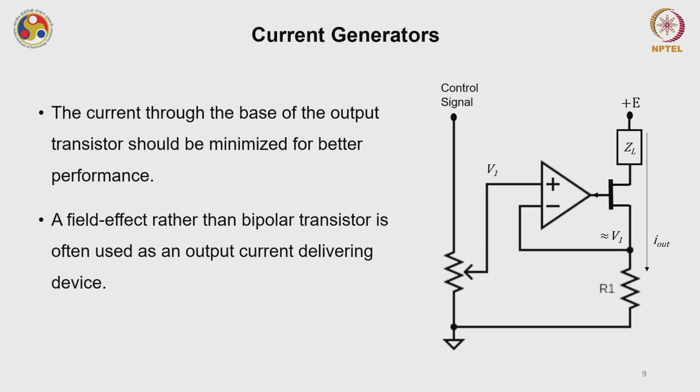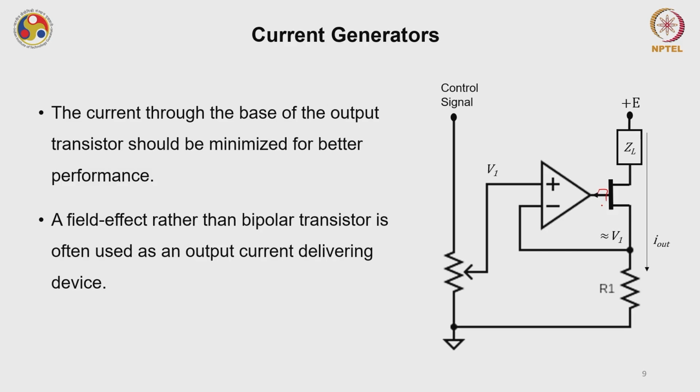Okay, a field effect transistor rather than a bipolar transistor is mostly used as an output current delivering device. Usually we avoid a BJT in this circuit because a BJT has higher IB as compared to the input current in the FETs. Okay, so that is a little bit about excitation circuits.